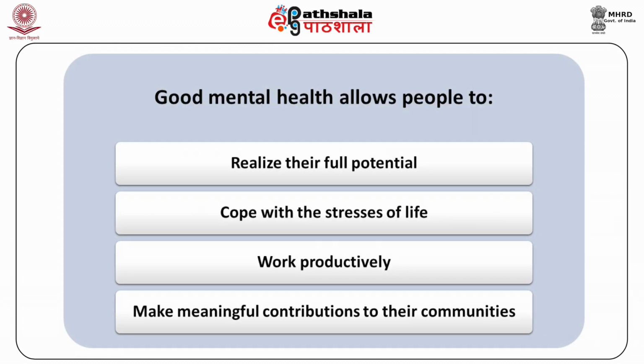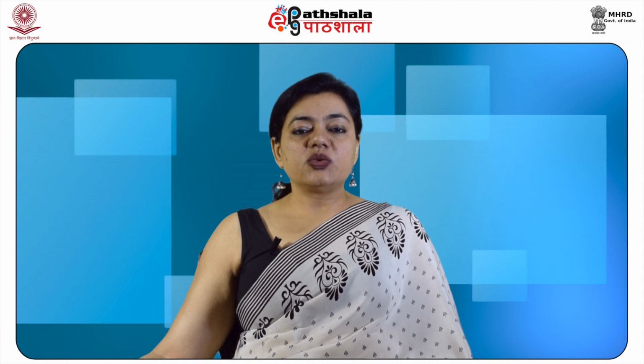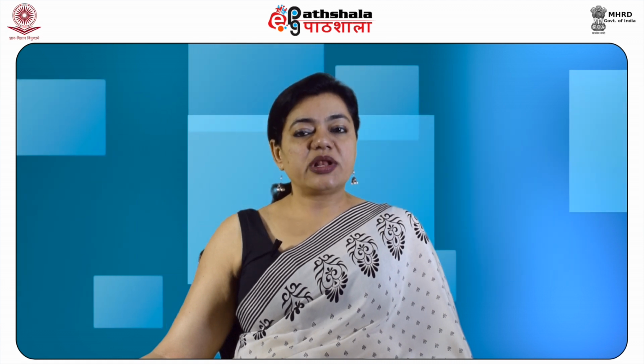Let's now talk about the good mental health indicators. Good mental health allows people to realize their full potential, cope with stresses of life, work productively, and make meaningful contributions to their communities. The ways to maintain positive mental health include getting professional help if you think that you need it, connecting with others, staying positive, getting physically active, helping others, getting enough sleep, and developing coping skills. Mental health includes our emotional, psychological, and social well being.